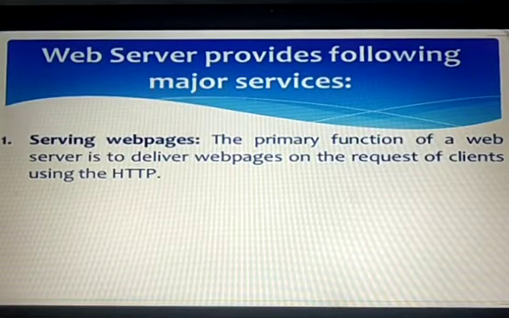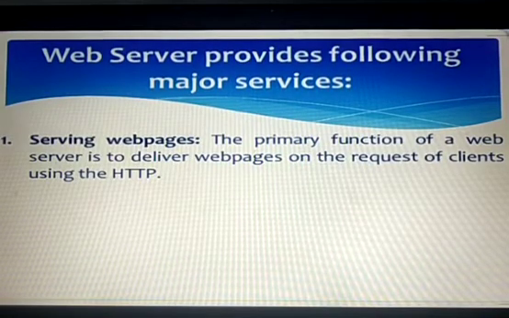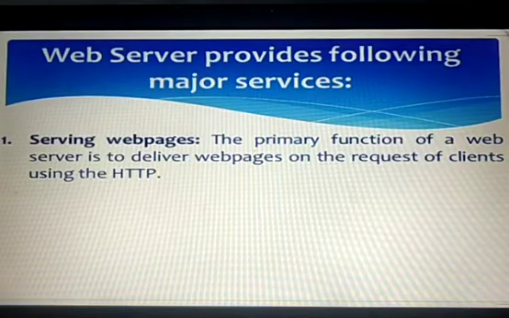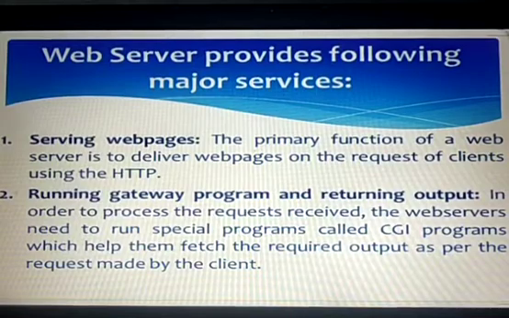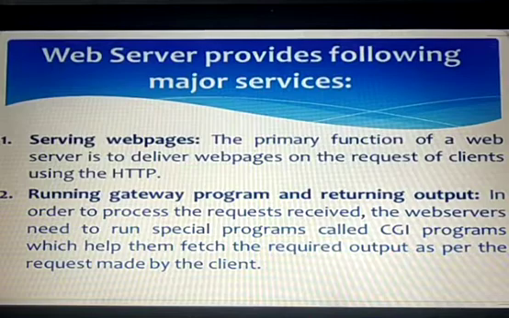This means delivery of HTML documents and any additional content that may be included by a document, such as images, style sheets and scripts. The second one is running gateway programs and returning output. In order to process the request received, the web server needs to run a special program called CGI. Here CGI stands for Common Gateway Interface. These programs help fetch the required output as per the request made by a client.